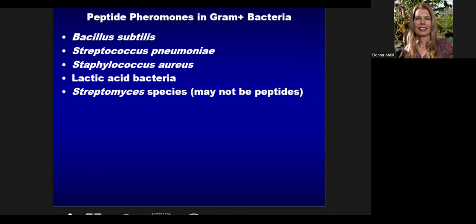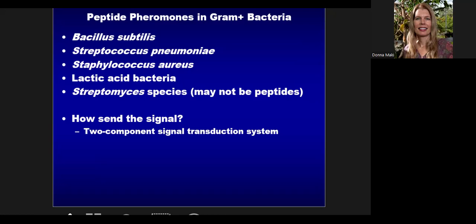So I'm going to leave them and talk to them about them separately. They're weird. But basically, it's this idea that they're still making the signal, and then they excrete it out, and then it accumulates at high density, and then somehow it's altering gene expression. But it turns out it wasn't the same way as what we saw with the gram-negatives.